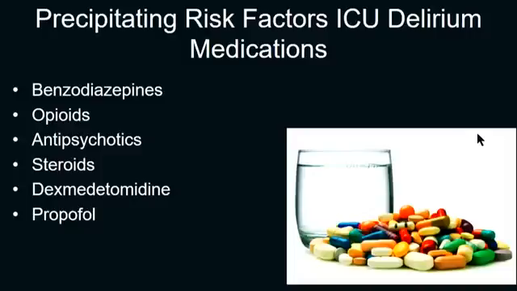Now, is it a chicken or the egg thing? Again, we're not clear, but there does seem to be an increased risk of delirium, particularly in the older adult population, and studies consistently, even outside the ICU, still show this, with particular classes of medications like benzodiazepines, opioids, even our antipsychotics, steroids, and other medications.